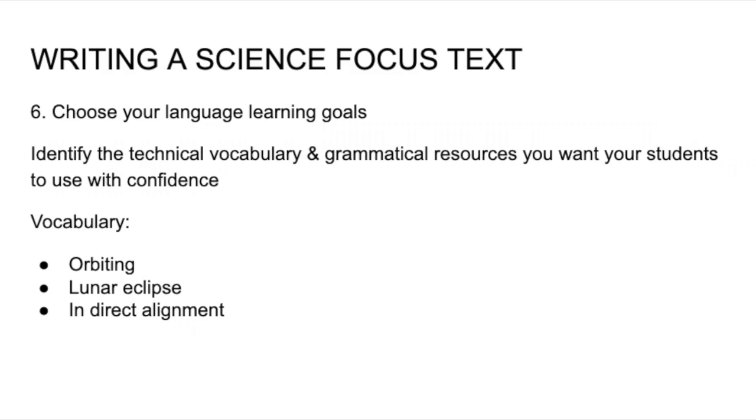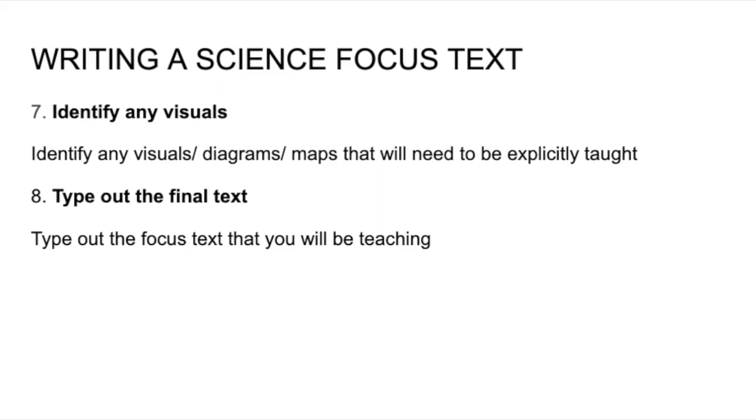Also, grammatical resources that you want your students to use with confidence. So if we looked at vocabulary, isolate the words that you actually want to put in your text, and they're words that you want your students to familiarise themselves with. So for example, you could talk about orbiting, so orbiting of planets. You could explain the lunar eclipse and also indirect alignment. So all of those require extra information and teaching.